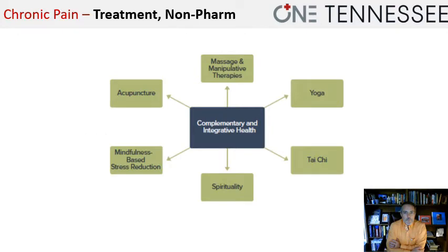Outside of what we usually think of as non-narcotic, Tylenol, NSAIDs like ibuprofen and the like, there's some other complementary and integrative health solutions that could also benefit your patients that you may want to discuss with them. Things like yoga, tai chi, meditation and mindfulness-based stress reduction, acupuncture, massage and manipulative therapies. All of these have been found to show some degree of benefit, with acupuncture having the most clinical science behind it, but all of these may be beneficial for your patients, and it might be worth discussing with them.